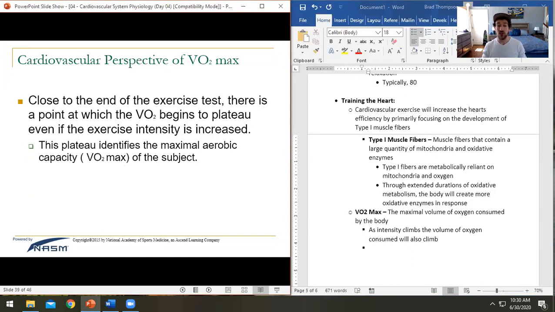So close to the end of an exercise test, let's say you do a VO2 test, there's going to be a point at which you cannot consume any more oxygen. So you're going to plateau, right? You're doing activity, you're consuming more oxygen, and then eventually it's going to plateau out. That is your VO2 max. That's the plateau. It's the maximal amount of oxygen that you can consume.